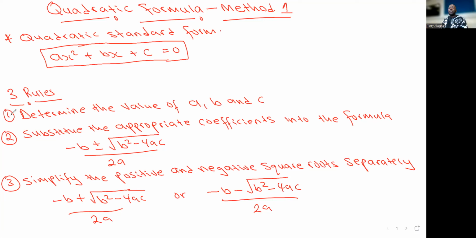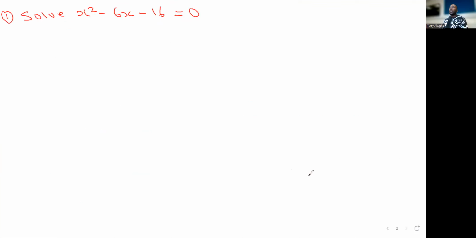All right, let's pick an example now and see what we can do. So let's assume you are told to solve x squared minus 6x minus 16 is equal to 0. Okay, now let's go. The first rule says you need to determine the value of A, B, and C. Step 1. The first thing we need to do is to determine the value of A, B, and C, right?